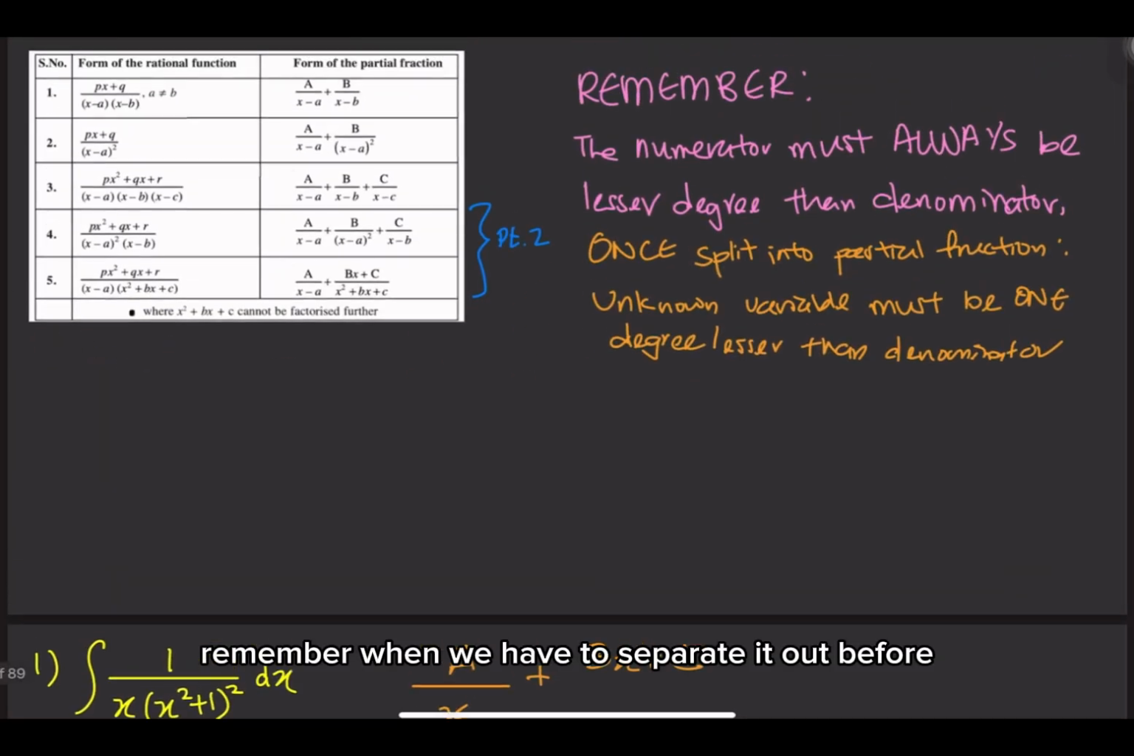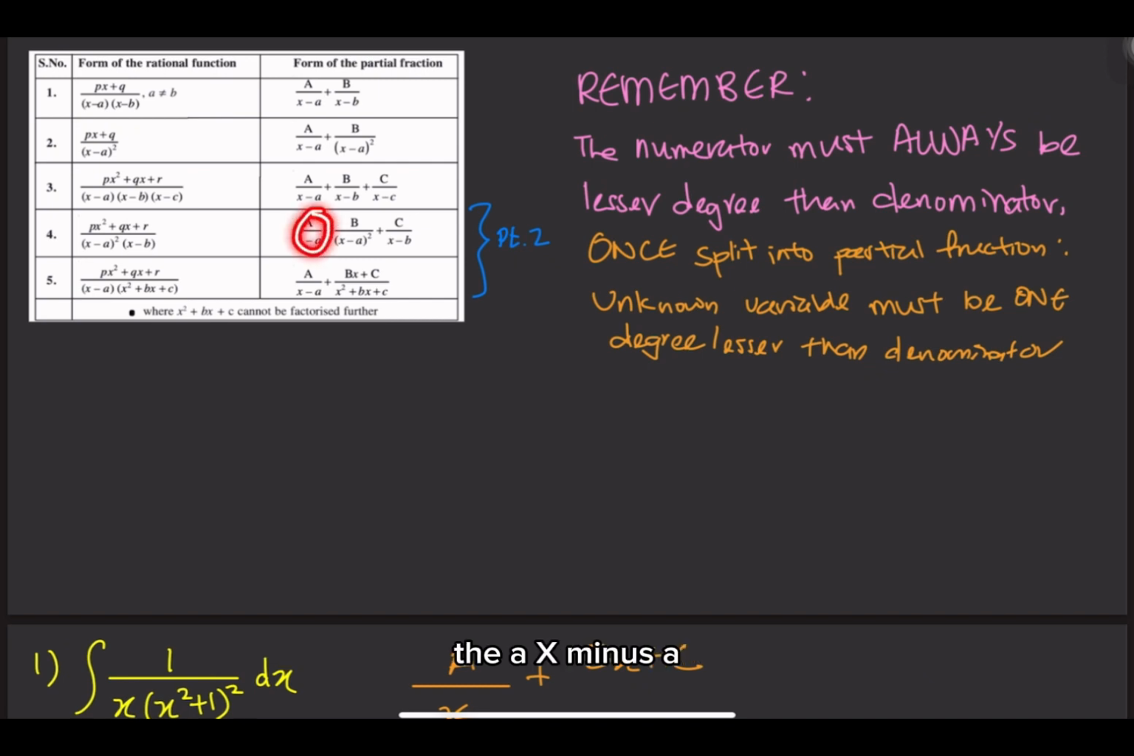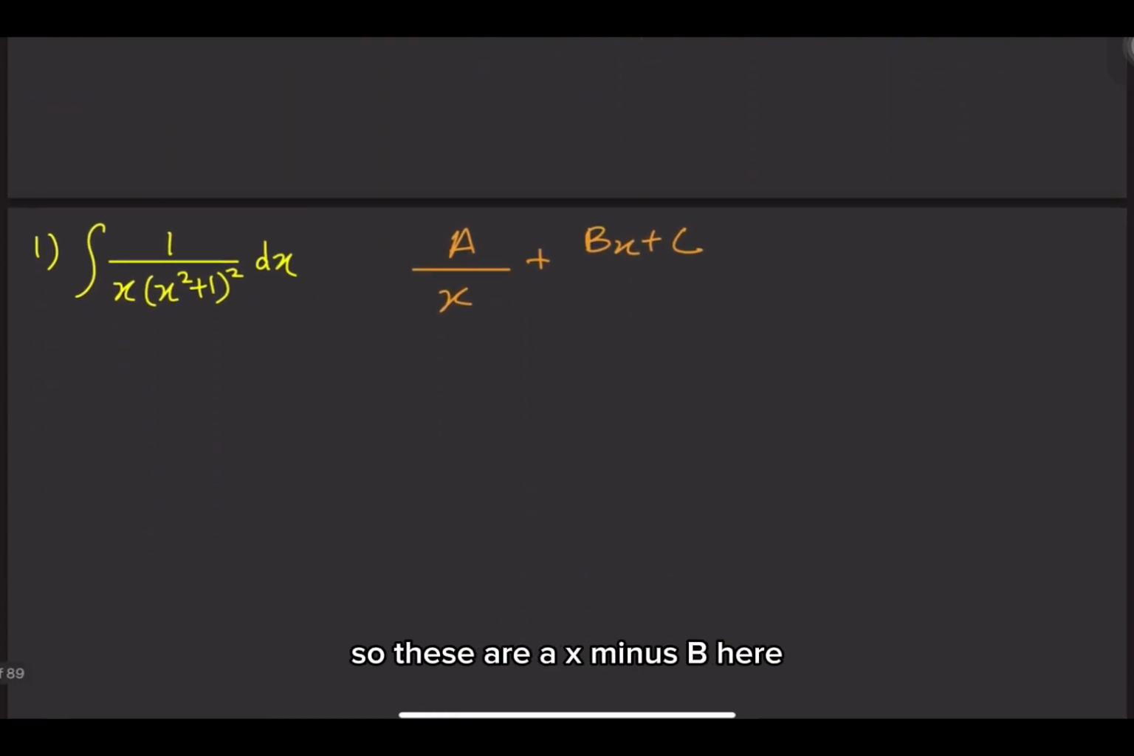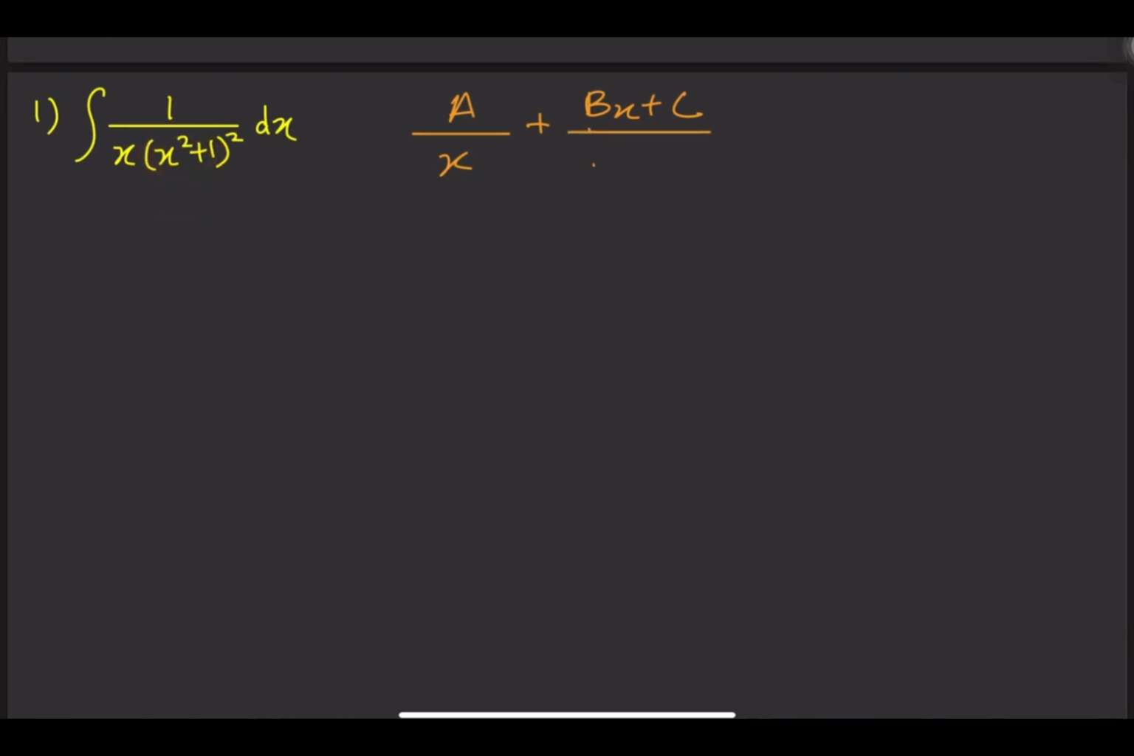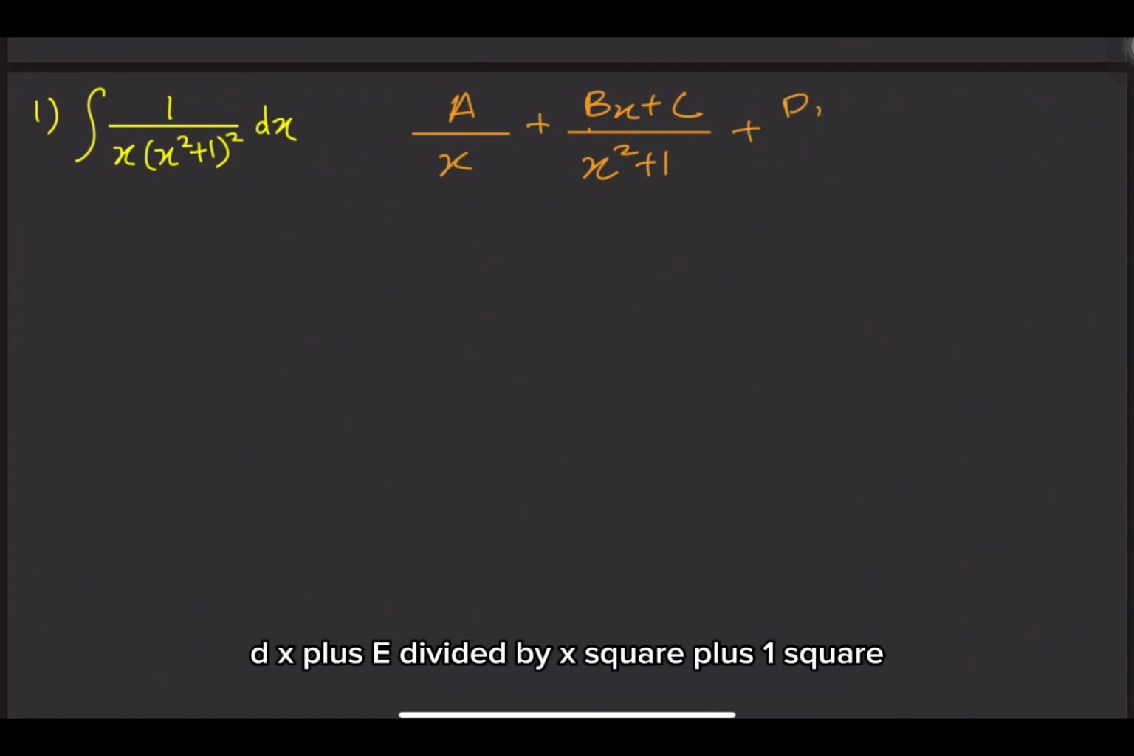Remember, when we have to separate it out, we first take A over x minus a, and take our B as a over x minus a squared if it is a square, and C over x minus b if it's nothing. So we have A over x, and here Bx plus C is for x squared plus 1, plus our Dx plus E divided by (x squared plus 1) squared.